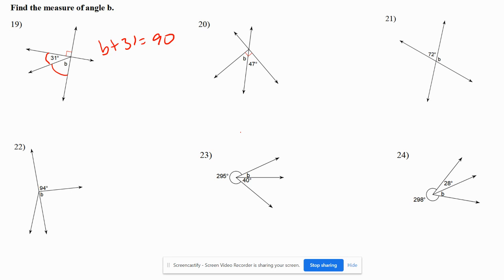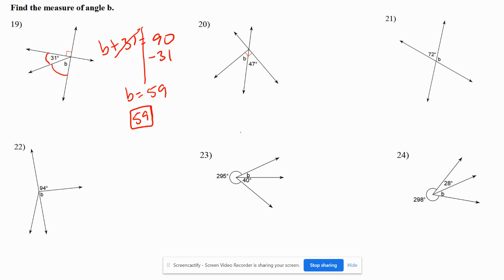Now, to get B by itself, I'm going to separate it through the equal sign. My positive 31, I'm going to move it to the other side. When I move something to the other side, I use the opposite sign. So instead of a plus, I wrote minus. So I'm going to get B equals 90 minus 31, which is 59. So my angle equals 59. When you type it in my homework, don't go B equals 59. Just type the number 59.